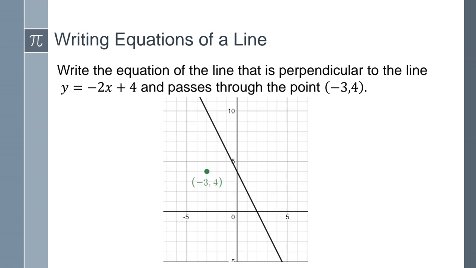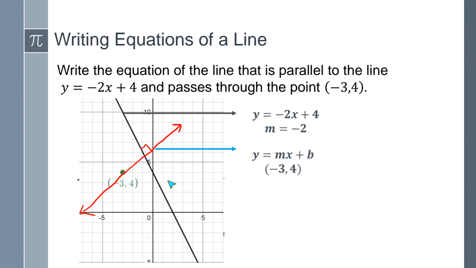Now the word perpendicular, what does perpendicular mean? That means that the lines do intersect, but they intersect forming right angles. So there's a difference: some lines intersect, but they don't form right angles. A right angle means that the angle where they intersect is 90 degrees. And so what we're looking for is this red line.